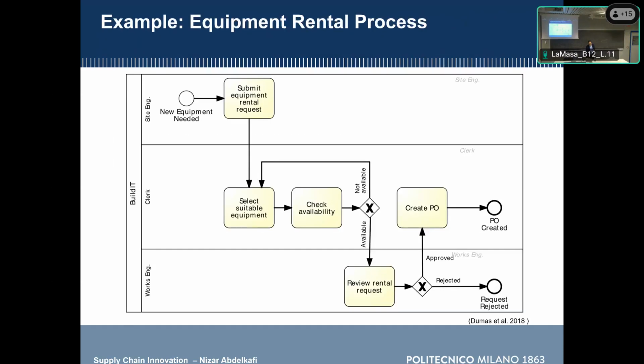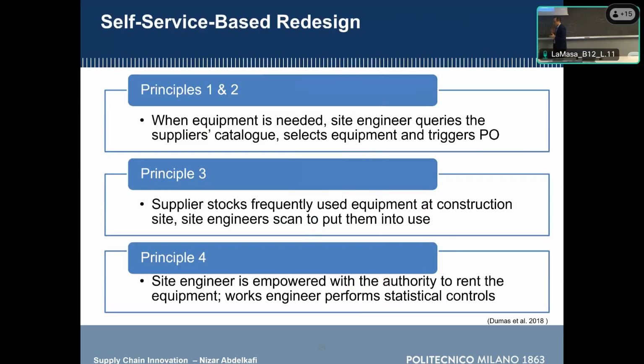Yeah, this is the equipment rental process that we had before. Okay, so when we apply principles 1 and 2, capture the information once and at the source. When it is needed, the site engineer queries the supplier's catalog, selects equipment, and triggers the PO. So here we have a database, let's say, with a supplier's catalog. It can be consulted, it is available, then the site engineer selects the equipment and triggers the PO. So we are integrating the information processing into the real work. Here the site engineer is not just doing the real work of noticing that there is a need for equipment, but also doing the information processing, that is, selecting the equipment and placing the purchase order.